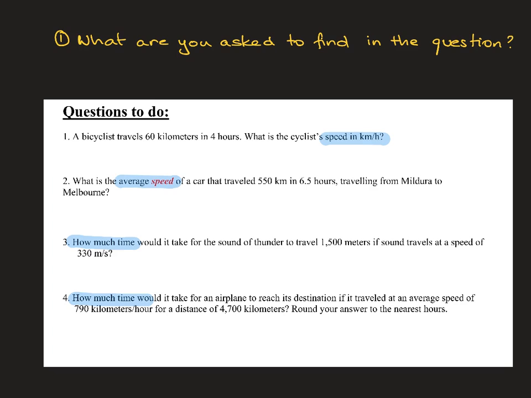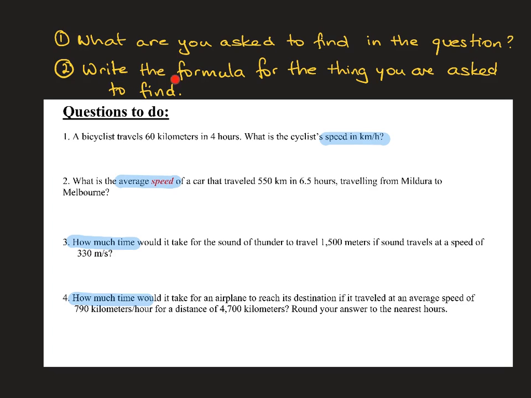The second thing that we need to do for the question is to write the formula for the thing that we're asked to find. So we're going to need to use our triangle, with distance on the top, let's do them alphabetical, D, S, T. We're going to use our triangle for each of these questions. So in the first question, we're asked to find speed. So to do our formula for speed, we write S for speed equals, and then we cover up the S in the triangle and it looks like D over T.